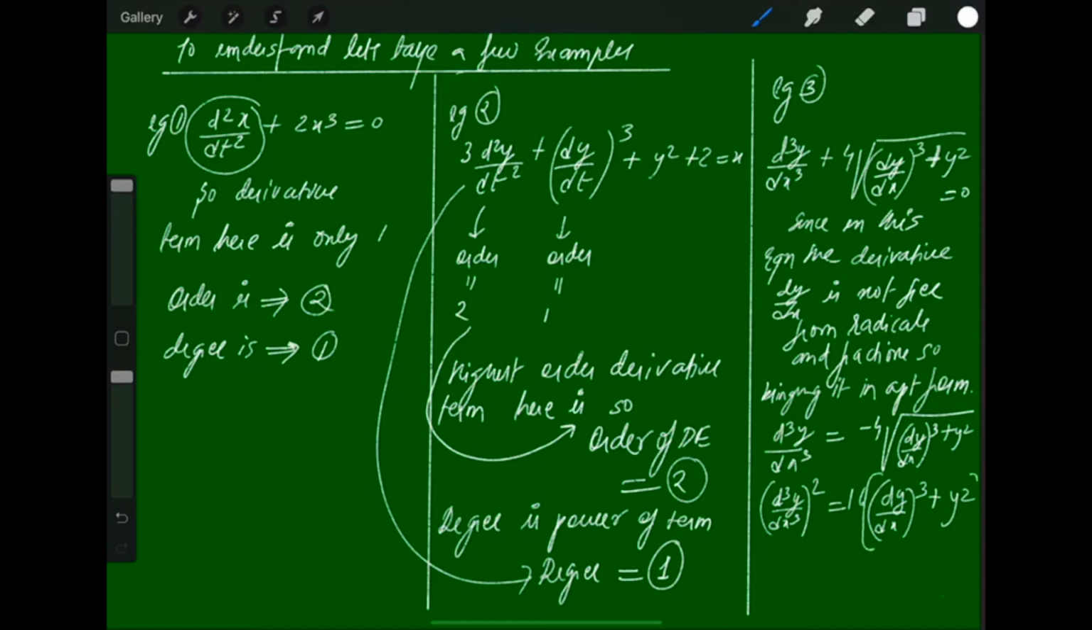We get (d cube y by dx cube) the whole square is equal to 16 times bracket (dy by dx) the whole cube plus y square. So now the highest order derivative term in this equation is d cube y by dx cube. So the order of this differential equation will be 3 and the degree will be 2.